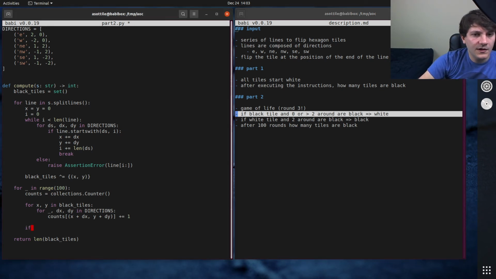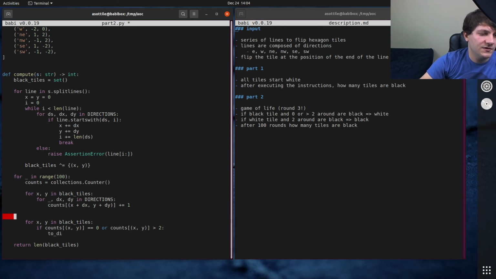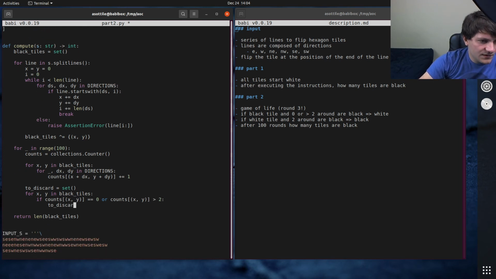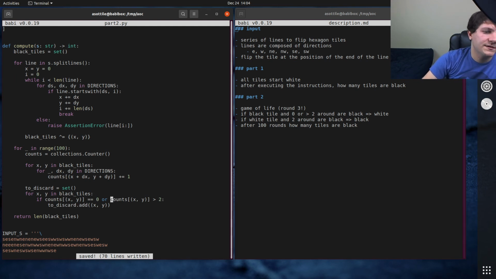So we need to loop over all black tiles. So for x, y in black tiles, if counts x, y is equal to 0 or counts x, y is greater than 2, then we discard from black tiles. Now, of course, we're looping over black tiles, so let's do a toDiscard set. toDiscard equals a set. toDiscard.add x, y. So this is removing those from the black tiles.